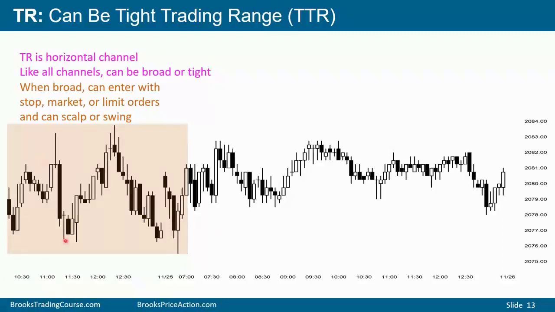When the channel is fairly broad, when the trading range is fairly broad, traders can enter with stop orders, selling below reversals down, buying reversals up, and they can sell at the market as it's going down, they can buy at the market as it's going up, and they can also enter with limit orders, selling at a prior high and buying at a prior low here or below bad bear flags near the bottom.